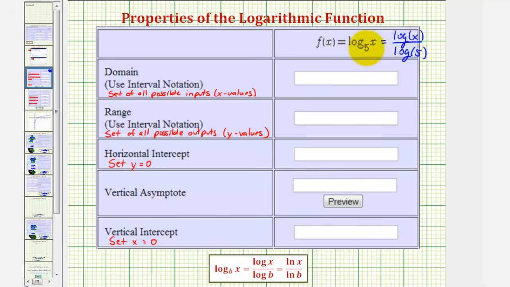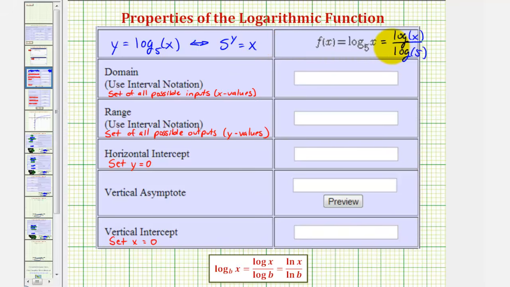To write this equation in exponential form, let's replace f of x with y and write this as y equals log base 5 of x. In this form, we should recognize the base is 5, the exponent is y, and the number is x. Therefore, this is equivalent to the exponential equation 5 raised to the power of y equals x.